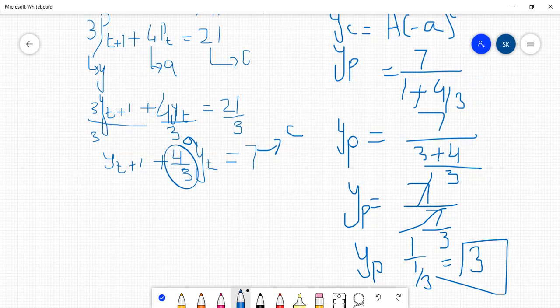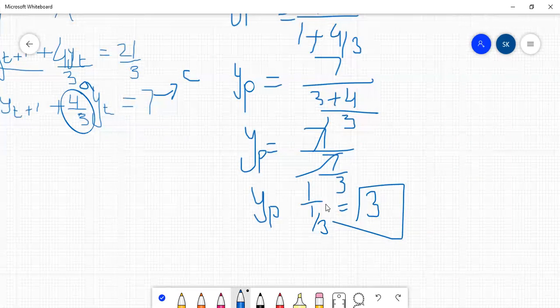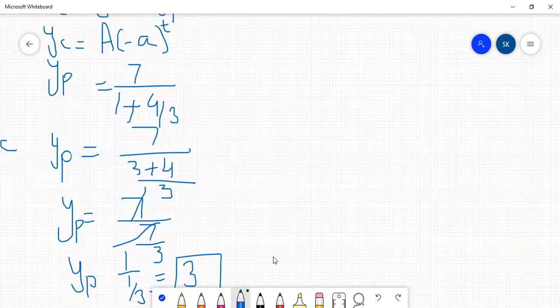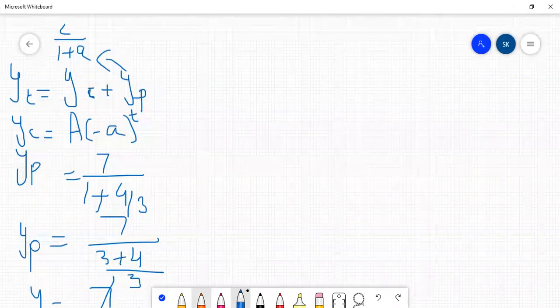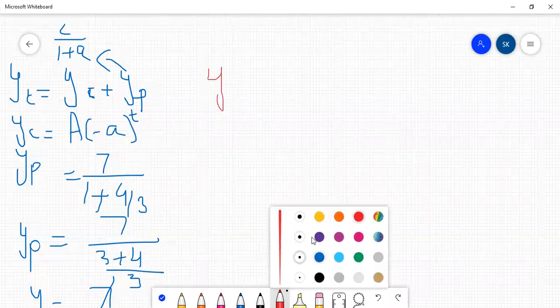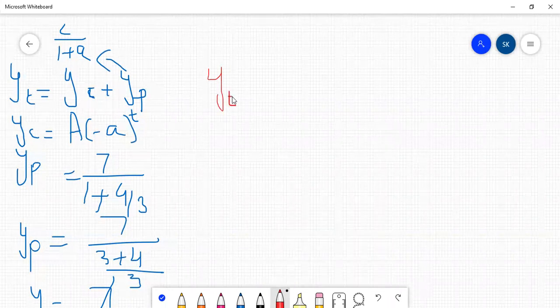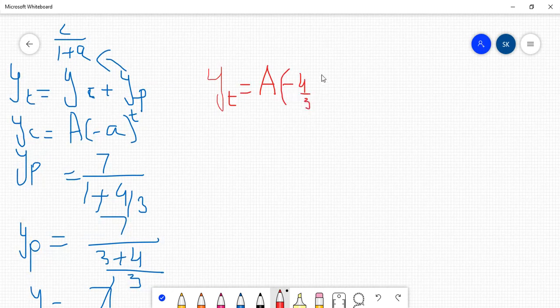Now let's move forward, and we will now definitize our general solution. For that, we need to write our general solution first. So therefore, let's come here. Now y_t is equal to the value of y_c, which is a into (minus 4 by 3) raised to power t, plus the value of y_p, which is equal to 3.